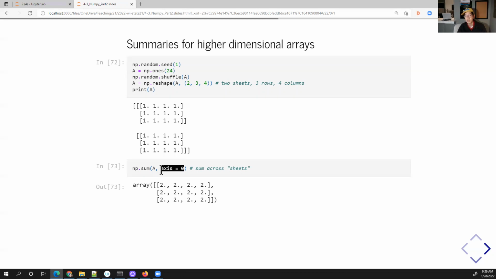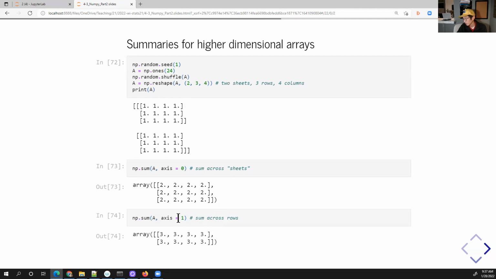So you can say, let's collapse axis 0. When we specify the shape of a higher dimensional array, 2x3x4, the index 0 axis is the number of sheets. And so when we specify axis equals 0, it's going to collapse axis 0, and we'll be left with a 3x4 matrix.